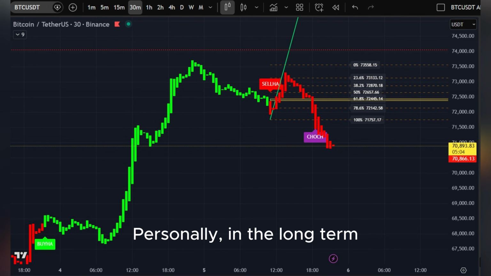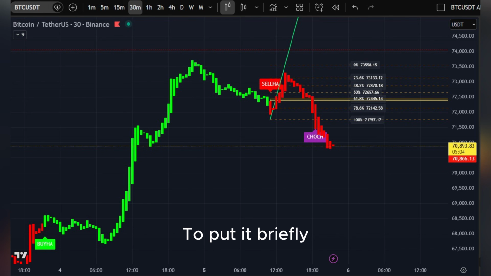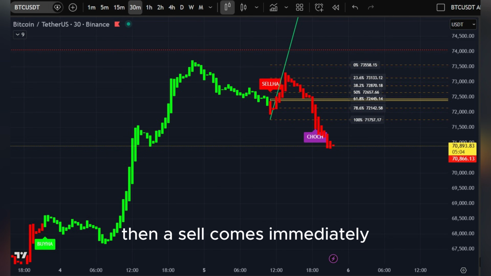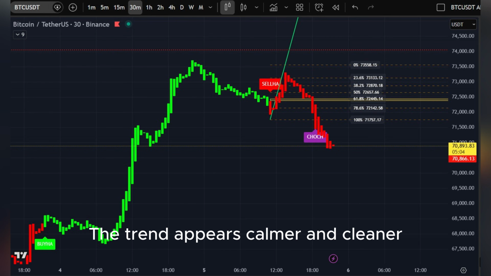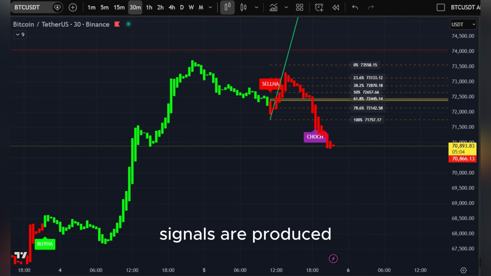Personally, in the long term, I mostly use Heikin Ashi candles because Heikin Ashi candles work more filtered compared to normal candles. They reduce noise and show the trend more clearly. To put it briefly, normal candles are more aggressive. A buy comes, then a sell comes immediately. A sell comes, then a buy comes again right away. But in Heikin Ashi candles, the situation is a little different. The trend appears calmer and cleaner. That is why most of the time fewer but higher quality signals are produced.